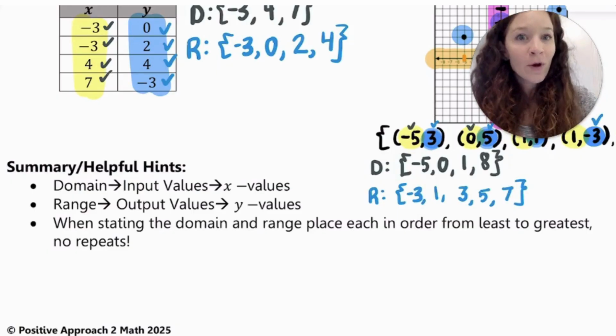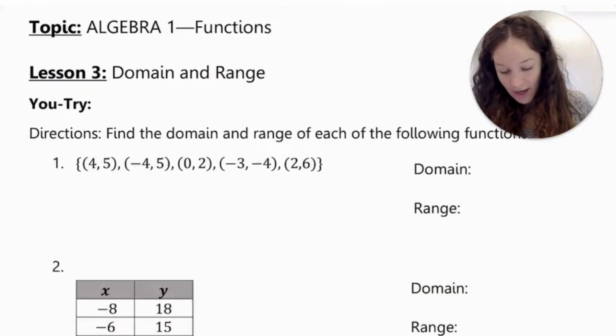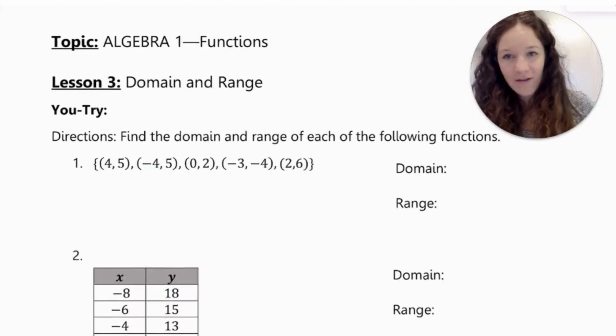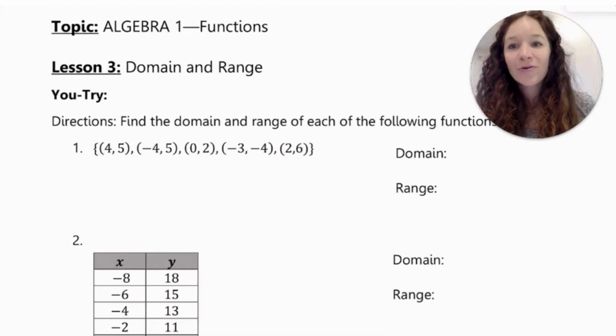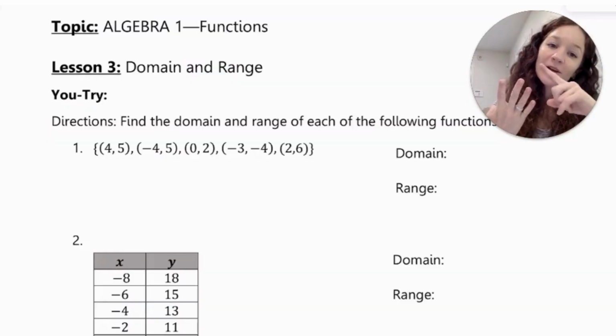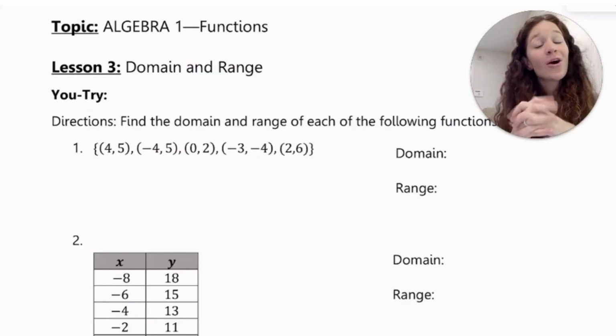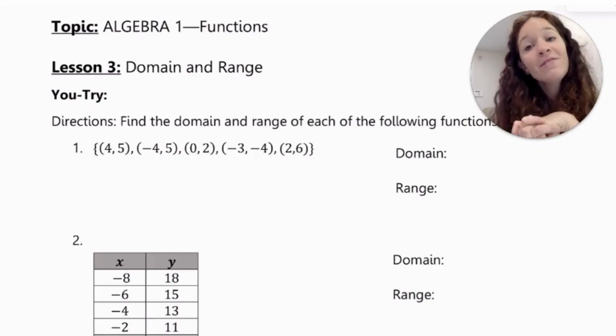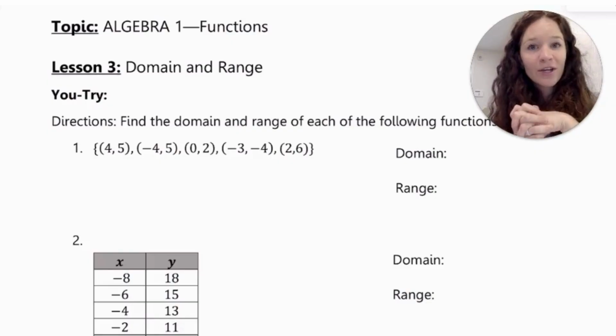If you want some practice, you will see the you try here. I gave you one of every relation. So you have an ordered pair, state the domain and range, a table, a mapping diagram, and a graph. Give it a try on your own. Remember, if you need help, I have a video in the details, and I have an answer key if you do try it on your own and you want to check your work.